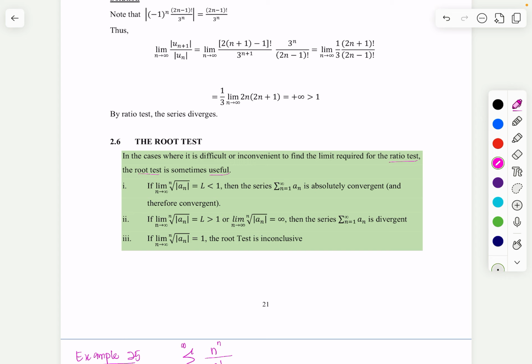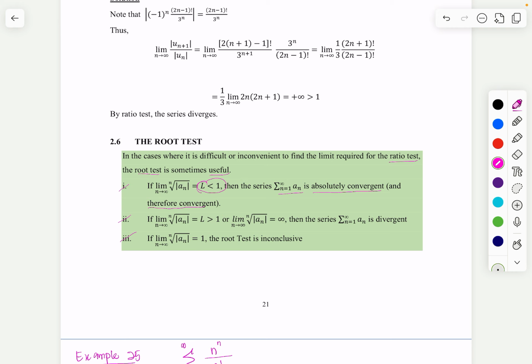So we have three conditions here. Actually, the conditions are almost the same as the ratio test. For the first one, if the limit of the nth root of the absolute value of a_n equals a certain value L, and this L is less than 1, then the series a_n is absolutely convergent and therefore convergent. The same as the ratio test.